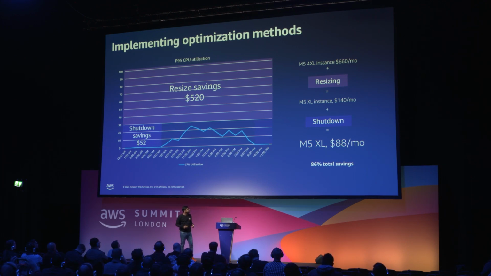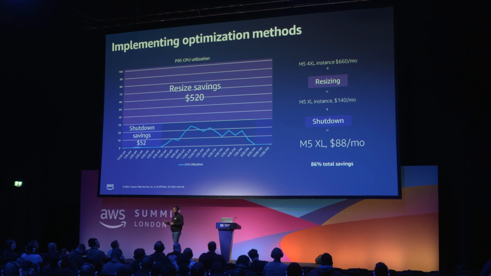So which would mean this M5XL large instance, you would be paying only $88 per month. So from the time you are paying $660 per month, after applying the discounts, you would actually be paying only $88 per month, 86% of total savings.